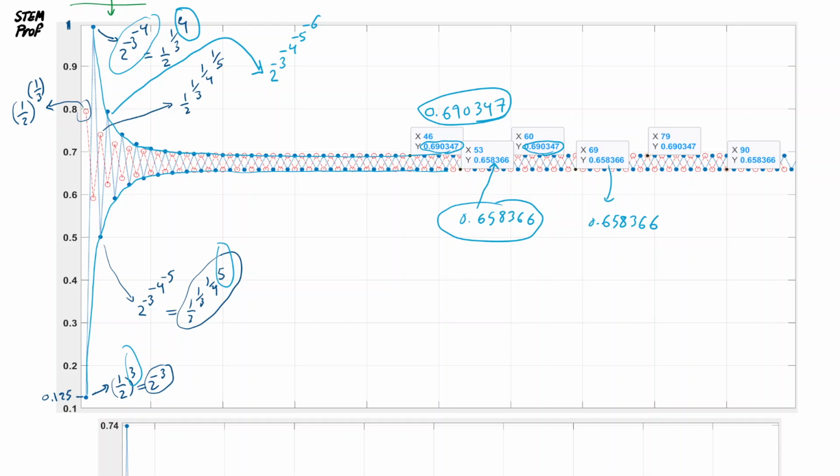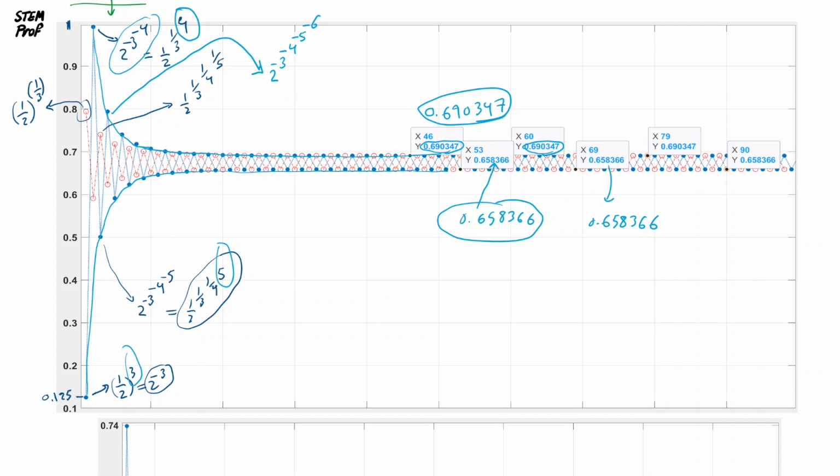And the interesting thing is the other approach, which is based on the red dots, would also converge to the same bounds of 0.658366 and 0.690347, as you can see in this illustration, even though the methodology is different. Now we are doing 1 over 2 to the power 1 over 3. And for the next point, 1 over 3 to the power 1 over 2 to the power 1 over 3 to the power 1 over 4 and 5, and so on and so forth.